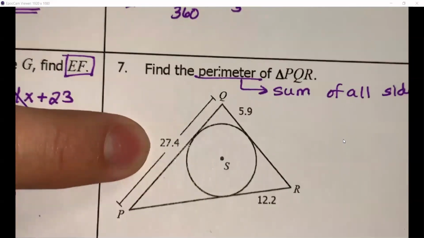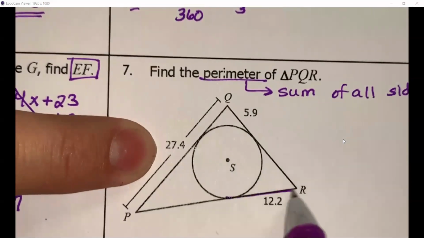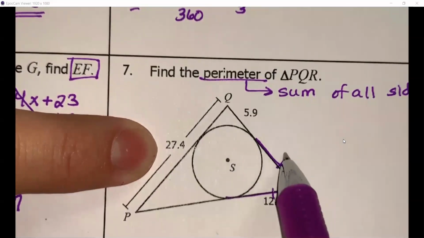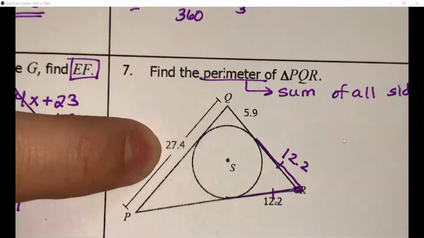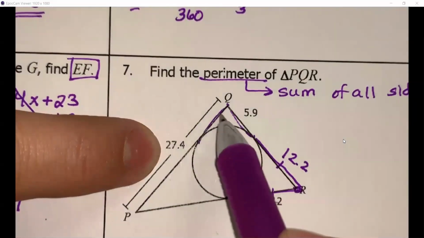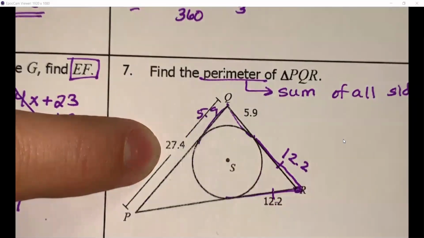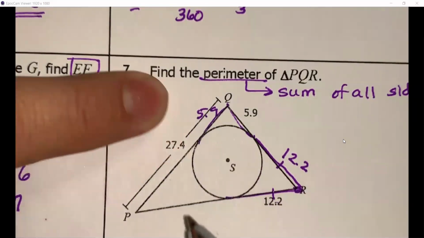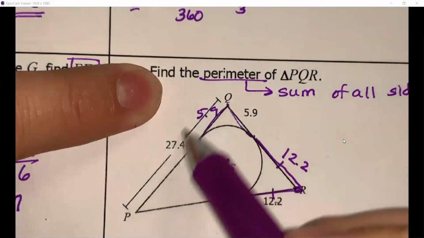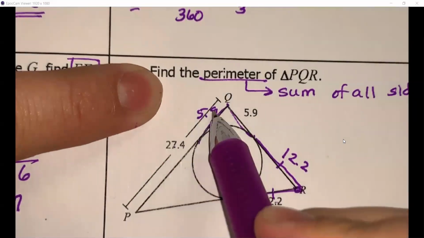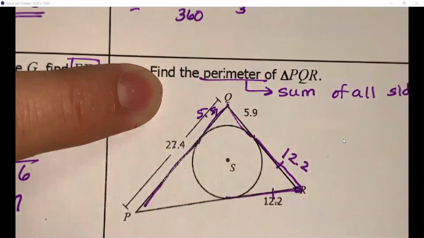If I zoom in a little bit, I can easily see that here I have a tangent line, and here I have a tangent line that meet at some external point. So this is the same as that, and if that's 12.2, then that side is 12.2. I can do the same thing over here. If this side is 5.9, then this side is also 5.9. Now, this isn't as straightforward because they didn't give you either of these two sides, but if they gave you the entire length of PQ is 27.4, then you can subtract 5.9 from 27.4, and that gives us this little piece right there.